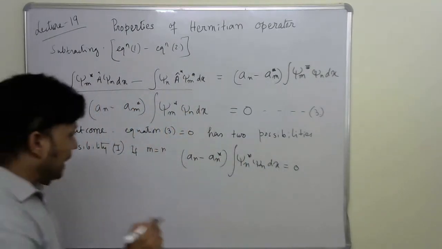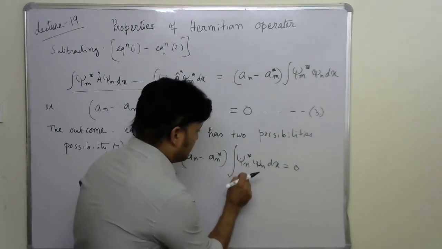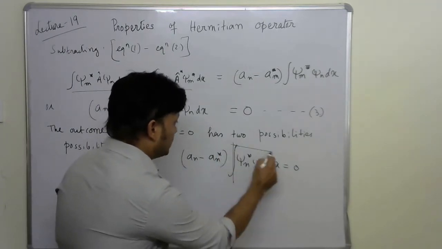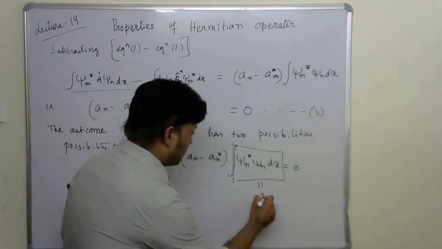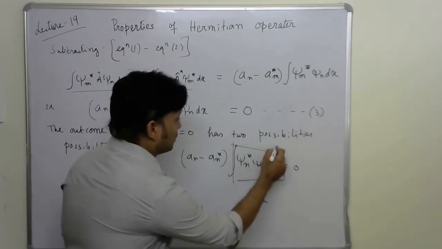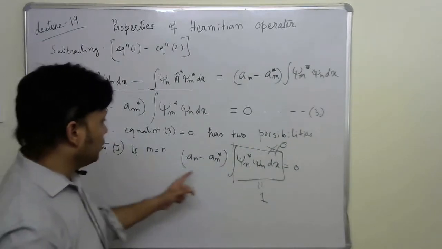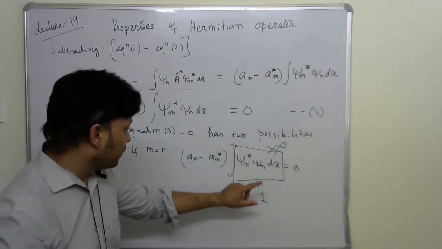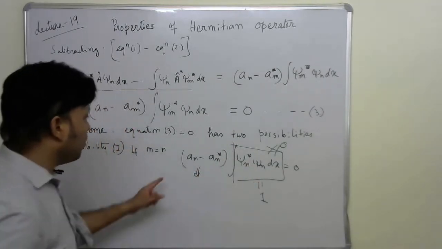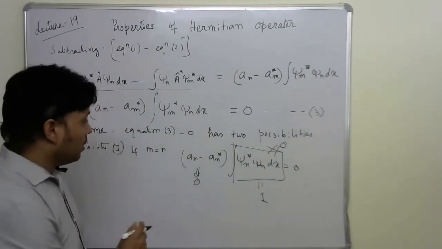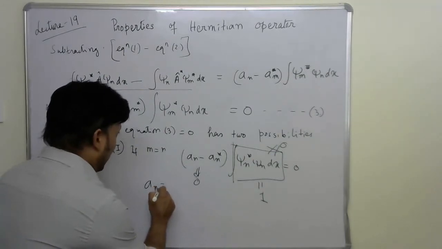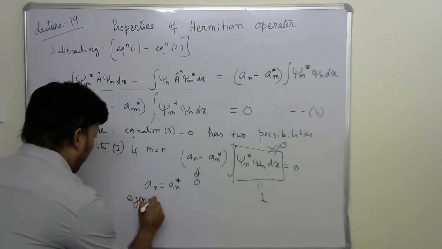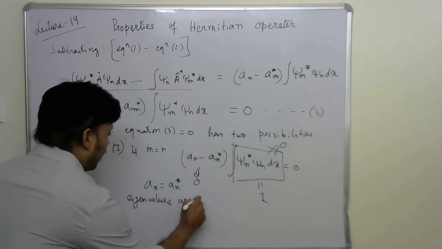In that case, we knew that since psi n is a well-behaved normalized function, psi n star psi n dx is the total probability. So the total probability is finite and equal to 1. That means this part is not equal to 0, but the entire equation 3 has to be 0. If this part is not 0, then this part, an minus an star, has to be 0. If it is 0, then obviously an is equal to an star. So that means the eigenvalues are real.